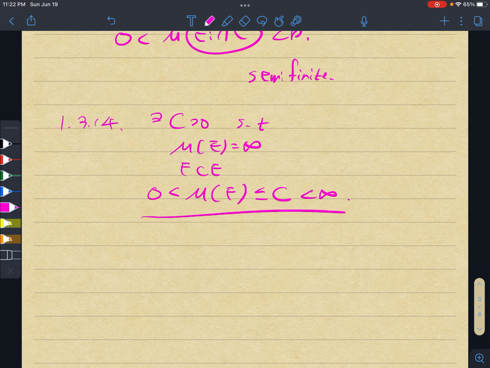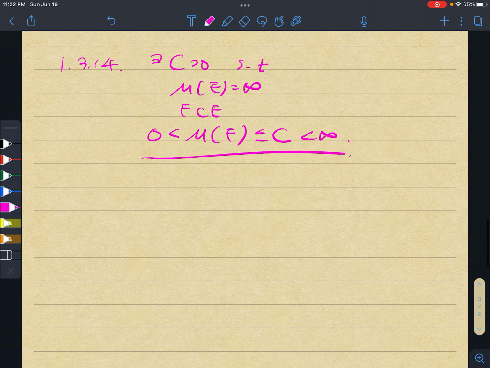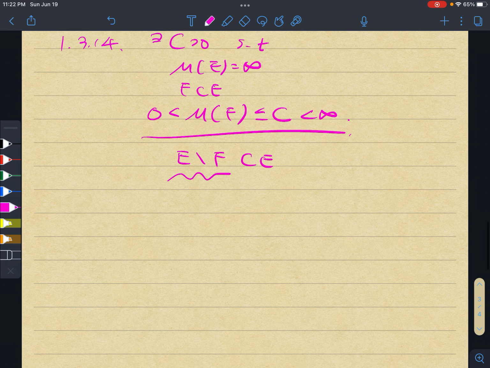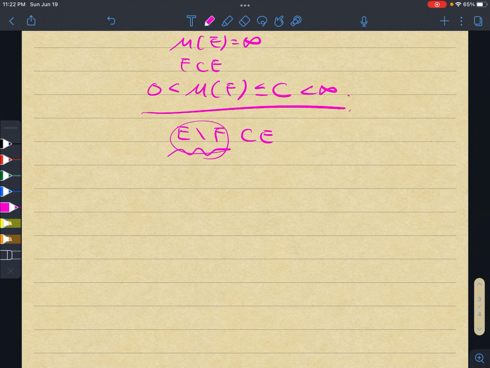And we'll show that this leads to a contradiction, because if this is supposed to happen, then E minus F belongs to the sigma algebra, and this is also measurable, to be more exact, by the sigma algebra condition. So this is also a measurable set, and this is a subset of E. And we can easily see that mu E is an infinite measure, and this is the same as mu F plus mu of E minus F, and this is due to the countable additivity.